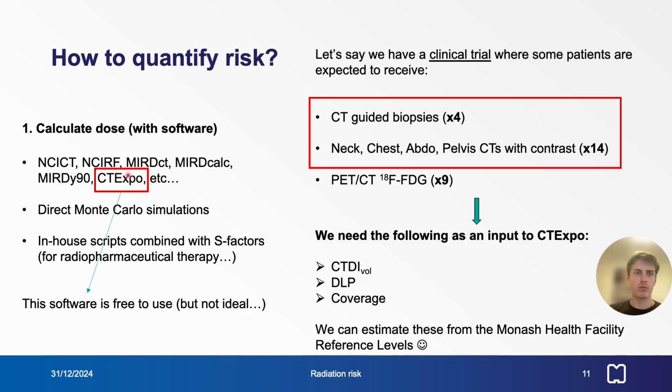As an example, let's say we're using CT-Expo to calculate the dose associated with the CT parts of these patients' imaging. This software is free to use, it has its limitations, but all you need as an input to this software is the CTDIvol, the DLP, and the anatomical coverage of scanning. We can estimate all of these from the Monash Health Facility reference levels.